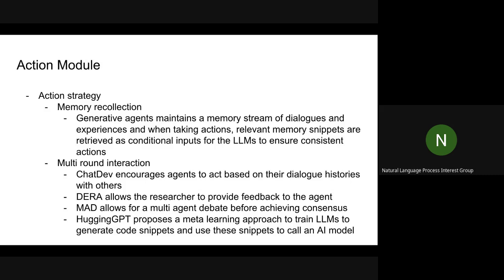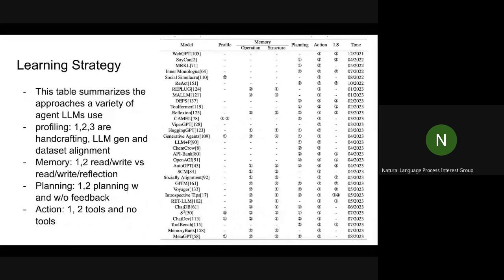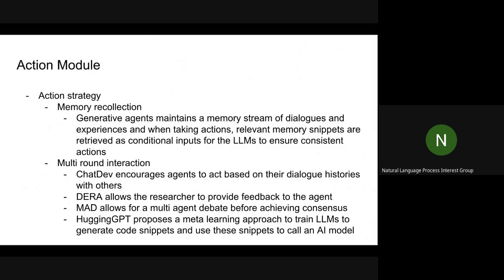And then HuggingGPT proposes a meta-learning approach to train LLMs to generate code snippets and uses these snippets to call an AI model. Yeah, there's like 20 or so papers that this survey cited for multi-round interaction. So you could spend a whole time just on that. Yeah, I think there's also Toolformer. There's a lot about tools. We'll spend more time on this part, I think, next meeting. It's, as I said, very dense.